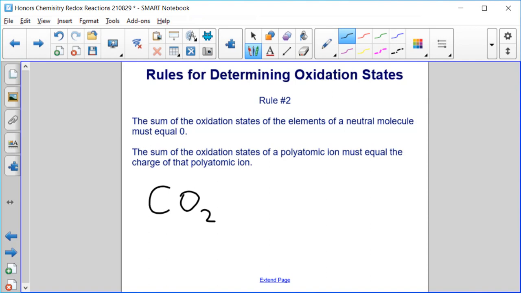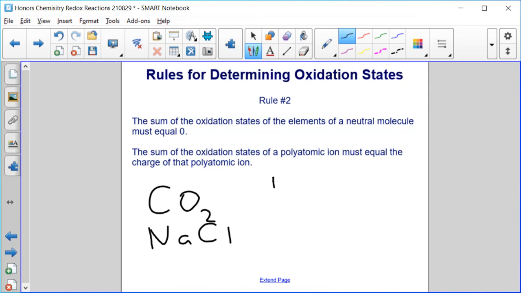We're going to talk about the oxidation states for each of these individual elements in the compound in a few more slides here in a different rule. But the purpose of this rule is to know that the overall charge of the carbon oxidation combined with the oxygen oxidation has to add up to 0. The same thing is true for an ionic compound like sodium chloride. Those two oxidation states have to add up to 0.